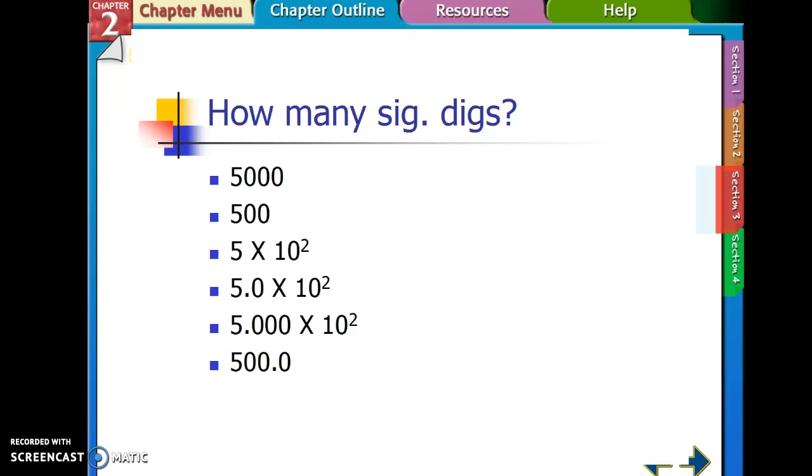So let's look at these right here. I want you to pause it, I want you to go through, and I want you to see if you can decide how many significant digits each of these have. If you have scientific notation, you ignore the times 10 raised to the second. So pause it, come back and see how many there are. Hopefully your answers line up with mine, and hopefully you got those right.